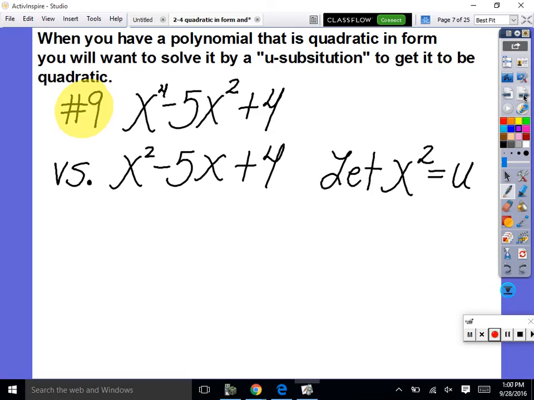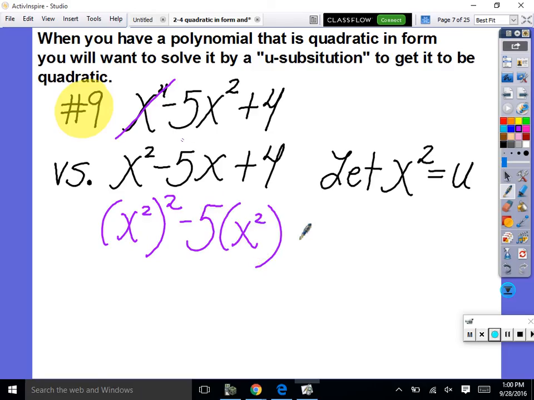So we're going to make, it's called a u substitution. We're going to say, let x squared equal u. We're choosing that every time for x to the 4th, x squared, and if we have a constant, we're going to do a u substitution. So I'm saying, let x squared equal u. Now think about it, guys. Properties of exponents. X to the 4th, isn't that x squared squared? Raise a power to a power and you multiply. Okay, I'm going to rewrite x to the 4th as that. Then we have minus 5 times x squared. And then we have plus 4.